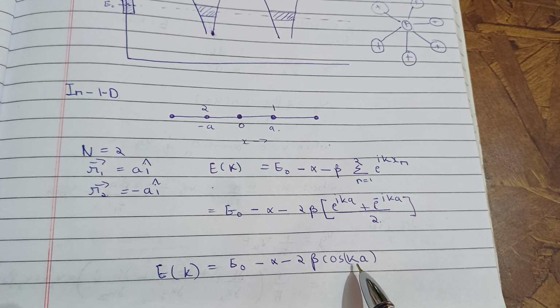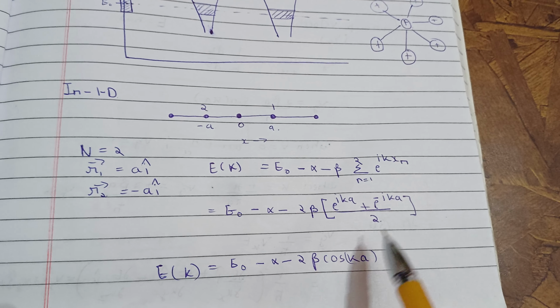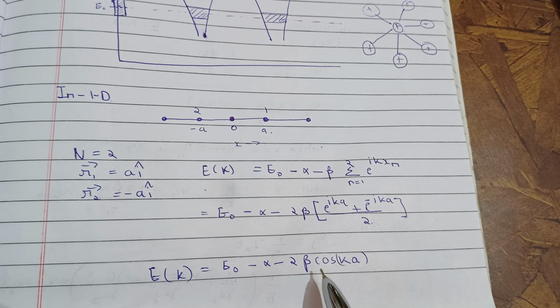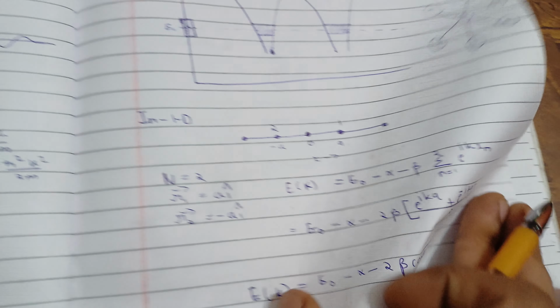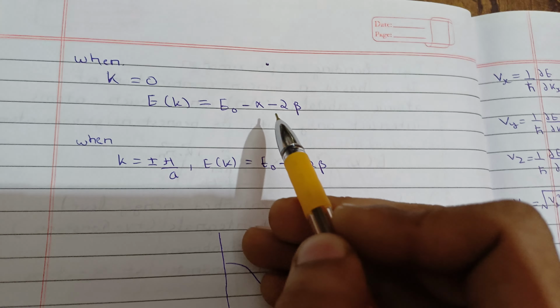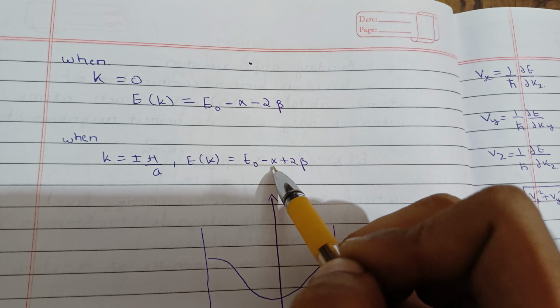And for k equal to plus minus pi by a, what will you get? You will get E naught minus alpha plus 2 beta. So for plus minus pi by a you will get the maximum value, and for 0 you will get the minimum value. See, for k equal to 0 you will get E naught minus alpha minus 2 beta. When k is plus minus pi by a, then you will get this value, and this is slightly greater than this.